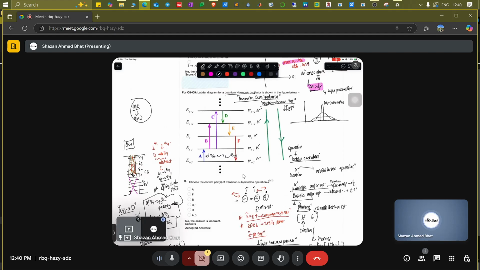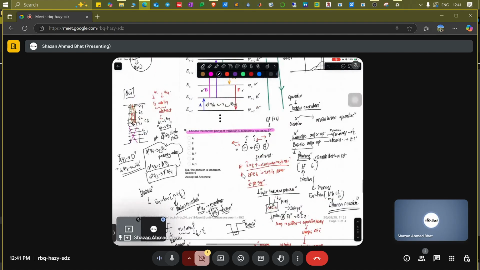And here you have to choose the correct pairs of transitions subjected to operation A dagger 2. So you are applying A dagger 2. That means you are applying the creation operator two times. So if you apply a creation operator two times, you're going to go to the state which is twice higher in energy. And which one is going twice higher in energy? A is going once, B is going twice, C is going thrice up. So these are coming down. D, E, and F are not possible because we are talking about creation operators here. So the only option which seems logical is B.